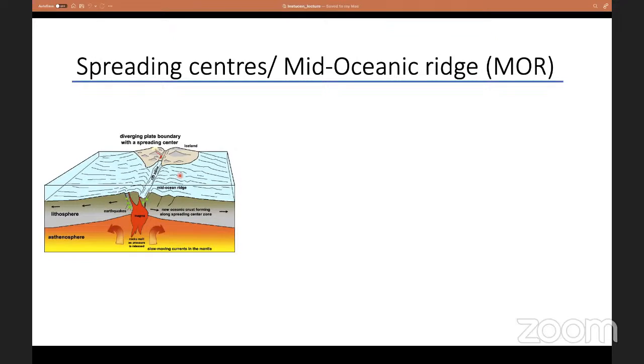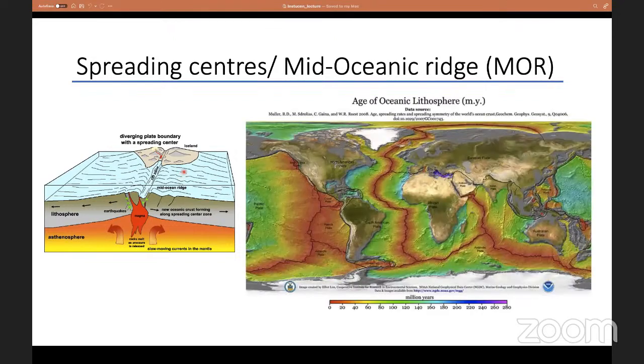The mid-oceanic ridge is also the longest mountain range on Earth, and it's 10 times longer than the Andes, which is the longest mountain range on land. And as you can see, the mid-oceanic ridge, which is this black line, runs throughout our globe.